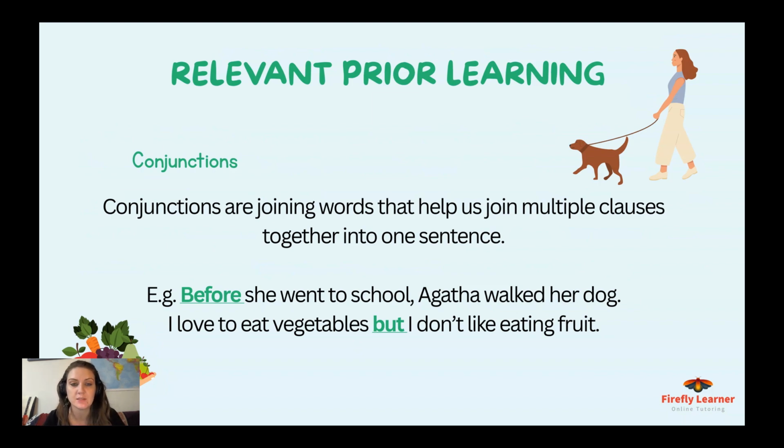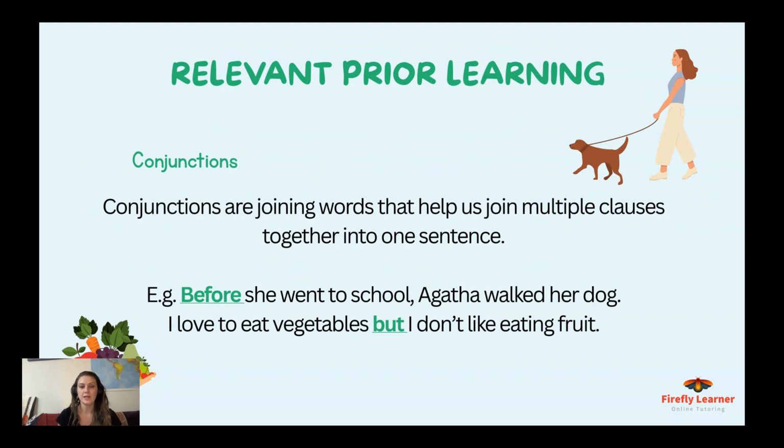So before, that's a subordinating conjunction. Adds extra information to the main clause. Agatha walked her dog is the main clause. Before she went to school is a subordinating clause that gives extra information about Agatha walking her dog. Tells us when she did it.